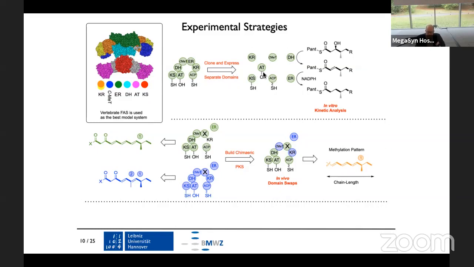So I'm going to give you just a couple of examples of both of these types of experiments that we've been doing over the years, and some conclusions about how we think these systems are programmed and what is the mechanism. Of course, we're doing this against quite a difficult background. There is no structural data for any fungal iron-reducing PKSs. So we're using structural data from the vertebrate fatty acid synthase.